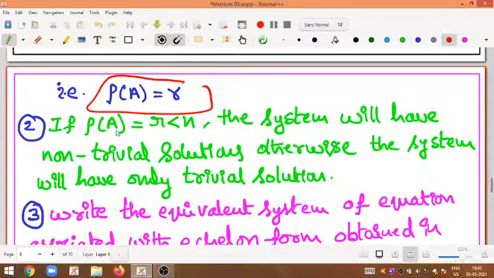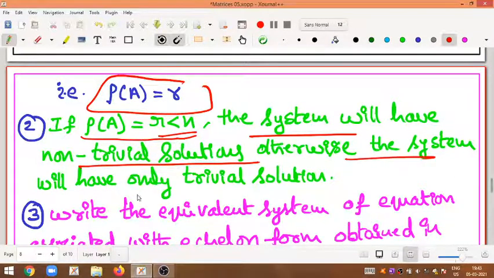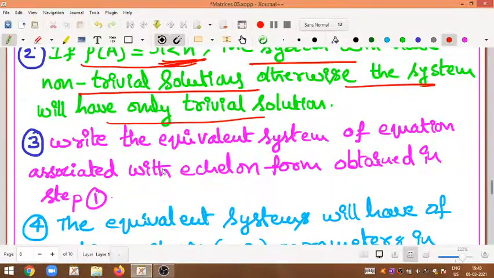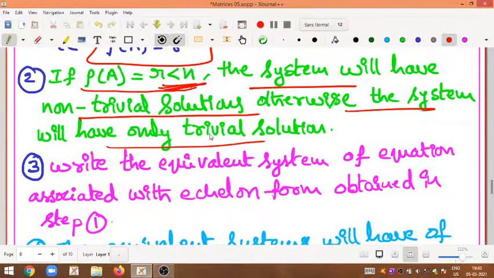So second point, if rank of A is equal to r and r is less than n, then the system will have a non-trivial solution, otherwise the system will have only the trivial solution. The given system has a non-trivial solution only if rank of A is equal to r which is less than n, otherwise it is only the trivial solution.